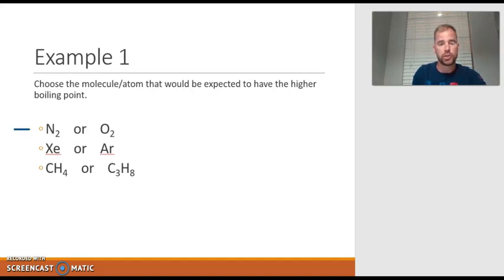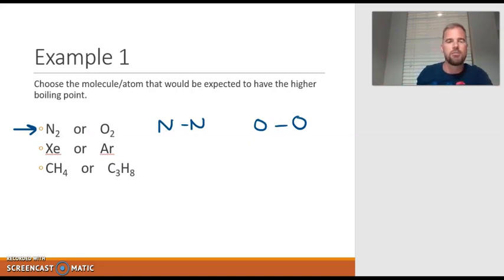So in the first one, we're looking at nitrogen versus oxygen. Remember, there's 2 things to consider. The first thing you should always consider is the mass. If I think about a nitrogen bonded to a nitrogen versus an oxygen bonded to an oxygen, surface area is not going to play a factor here, right? Because they're both the same length. So the only thing that's going to help me is mass. And if I take a look, oxygen has a higher mass. Therefore, it will have the stronger intermolecular forces, which means higher boiling point.